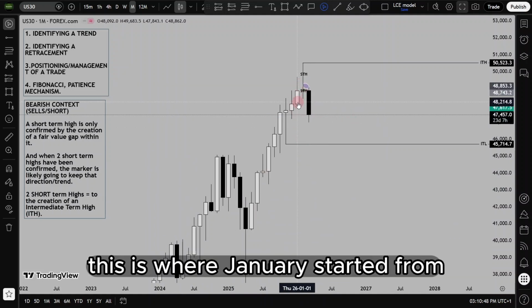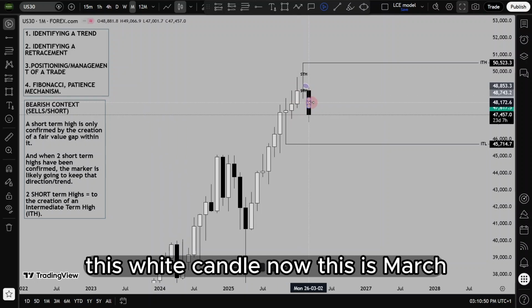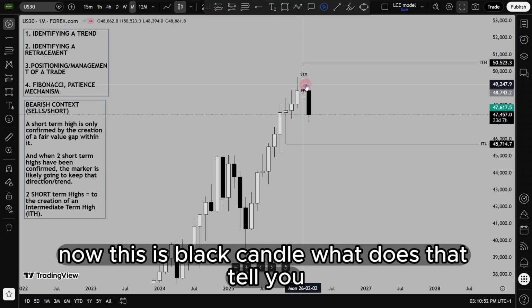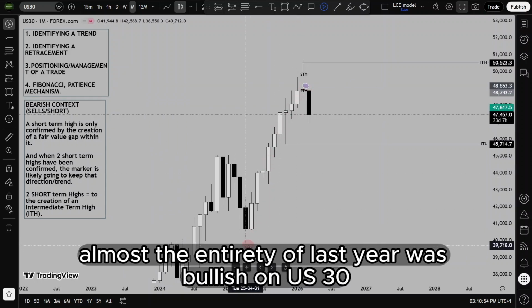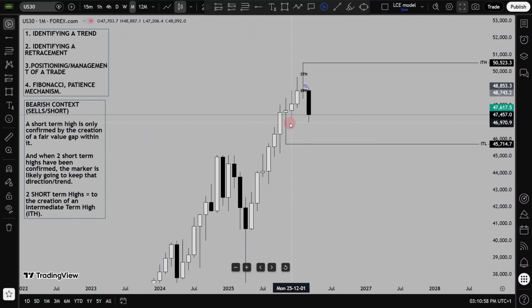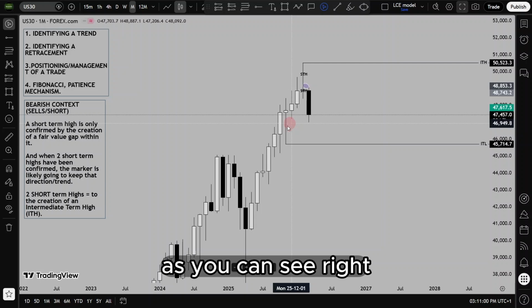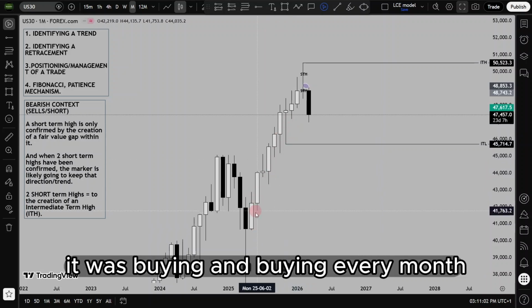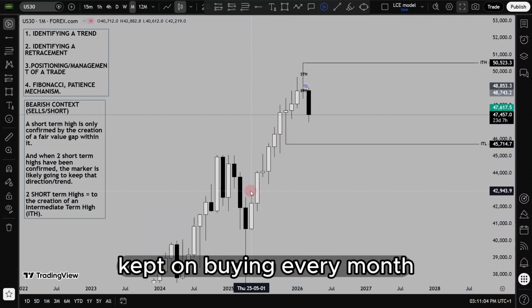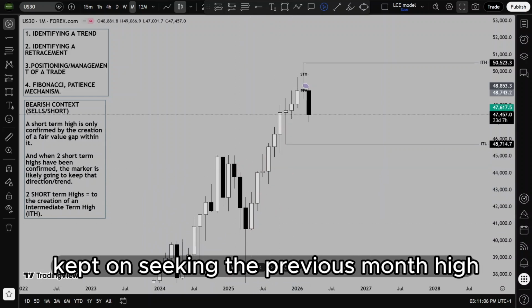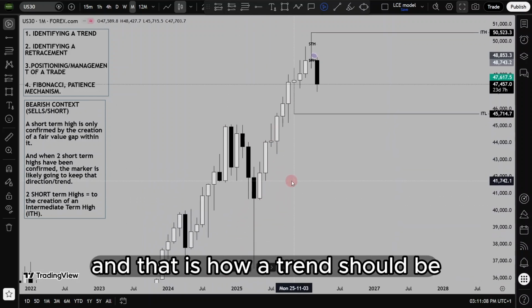This is where January started from, this white candle. Now this is March. This is a black candle. What does that tell you? Almost the entirety of last year was bullish on US30, as you can see, right? It was buying and buying. Every month kept on buying. Every month kept on seeking the previous month high. And that is how a trend should be.